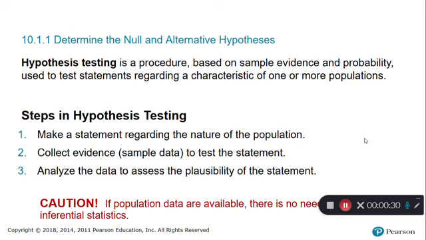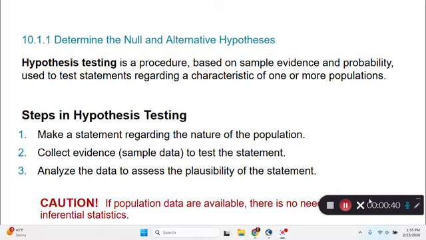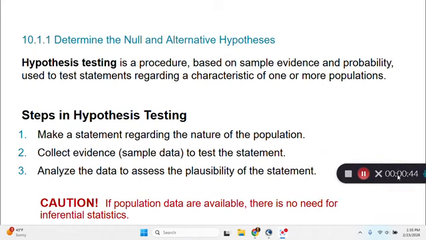Hypothesis testing is a procedure based on sample evidence and probability used to test statements regarding a characteristic of one or more populations. So our steps in hypothesis testing are: number one, make a statement regarding the nature of the population. Number two, collect evidence or sample data to test the statement. Number three, analyze the data to assess the plausibility of that statement. And we have to use caution here. If our population data is available, there is no need for inferential statistics.